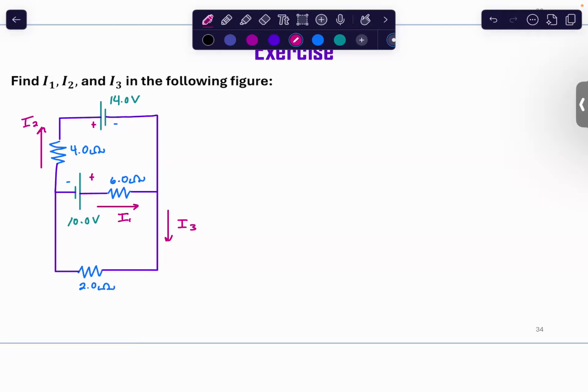So now you're going to have to choose your loops. You're going to choose which way to travel around those loops. And you're going to work on this in groups for a little bit to try to solve this using Kirchhoff's rule. You define I1, I2, and I3. I would suggest using a bottom loop and a top loop. I've seen people before use the entire thing as a loop. That works, but it can get a little confusing.